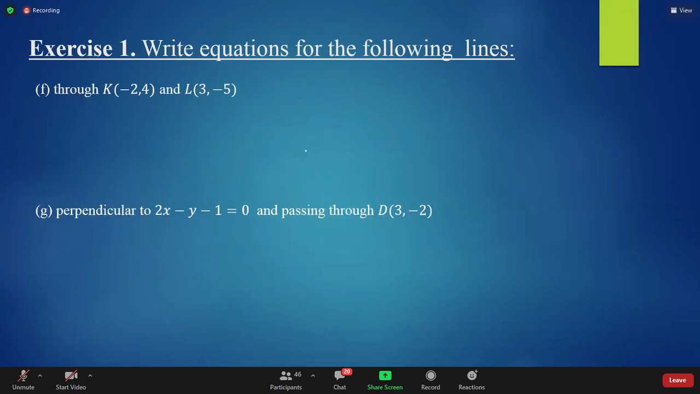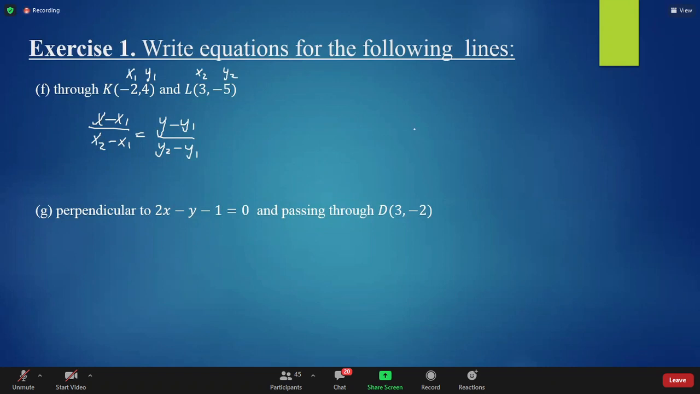Now we should use the point-point equation. Let me remind you. x minus x1 over x2 minus x1 equals y minus y1 over y2 minus y1. So we simply, let's say this is x1 and this is y1 and this will be x2 and this will be y2. And all we have to do is just write this equation using the numbers that are given.